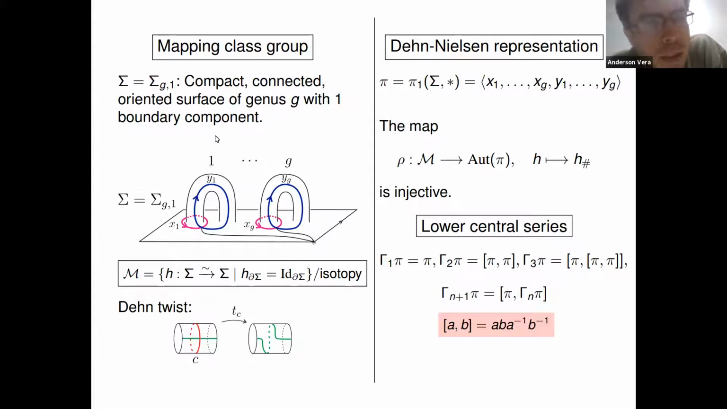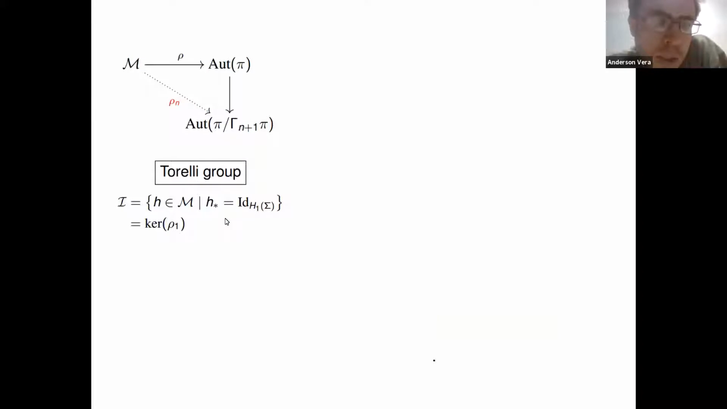By taking the kernels, we can define some subgroups of the mapping class group. For instance, we can consider the kernel of rho 1. This gives the elements in the mapping class group which act trivially on pi over gamma 2 of pi. This is the abelianization of pi, which is the first homology group of the surface. The kernel of rho 1 is called the Torelli group, and we can think of this group as the nonlinear part of the mapping class group.